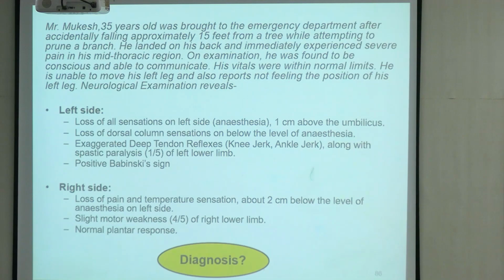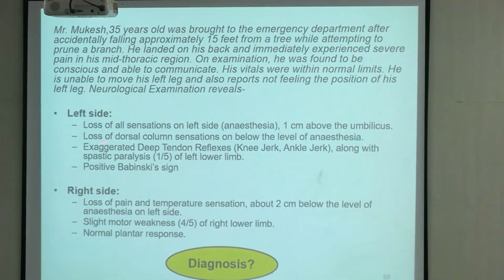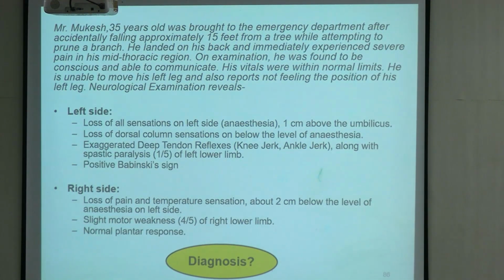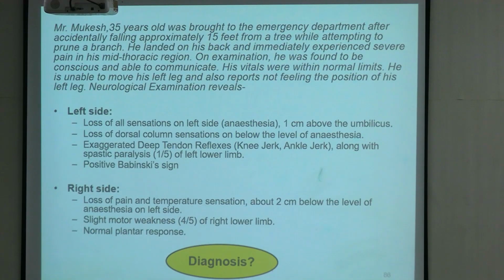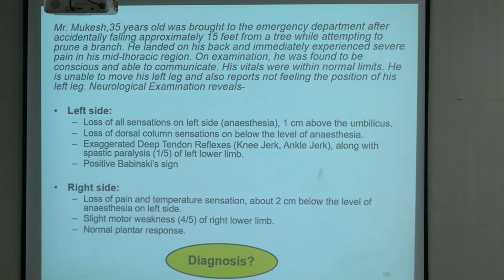Coming to the motor features, on the affected side, the left side, deep tendon reflexes are exaggerated, with spastic paralysis. So this is an upper motor neuron type of paralysis, right? The corticospinal tract, or the pyramidal tract, coming from above, has crossed at the level of the medulla. Those fibers coming down on the left side are affected. So on the left side there is an upper motor neuron type of paralysis below the level of the lesion, right?